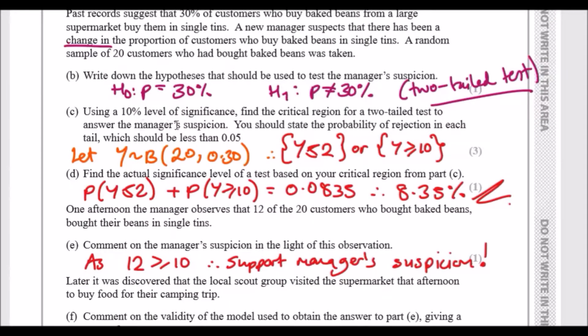So that's done. Part C. Using a 10% level of significance, and this is two-tailed, so we're looking at 5% in each tail because it's halved. It's 5% on the left, 5% on the right, so upper and lower. Find the critical region for a two-tailed test to answer the manager's suspicion. You should state the probability of rejection in each tail, which should be less than 5%.